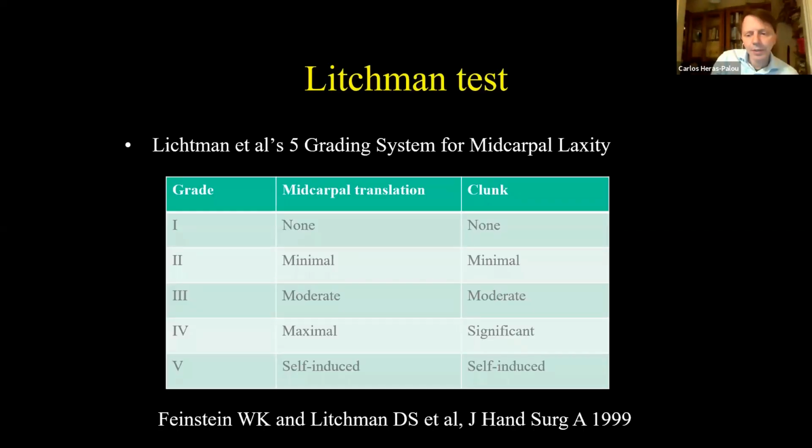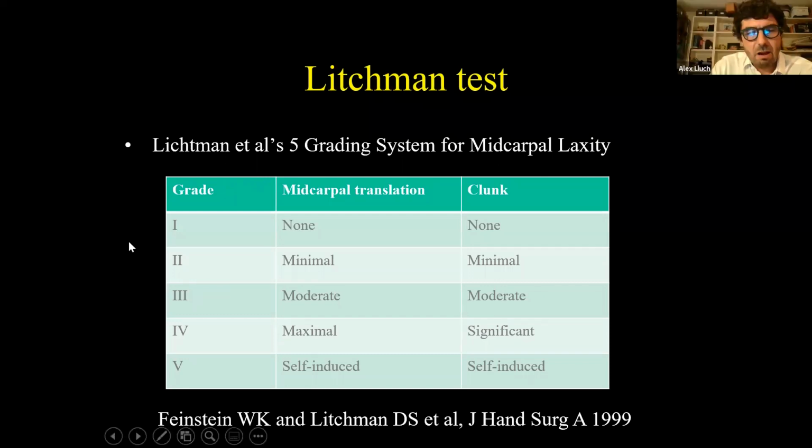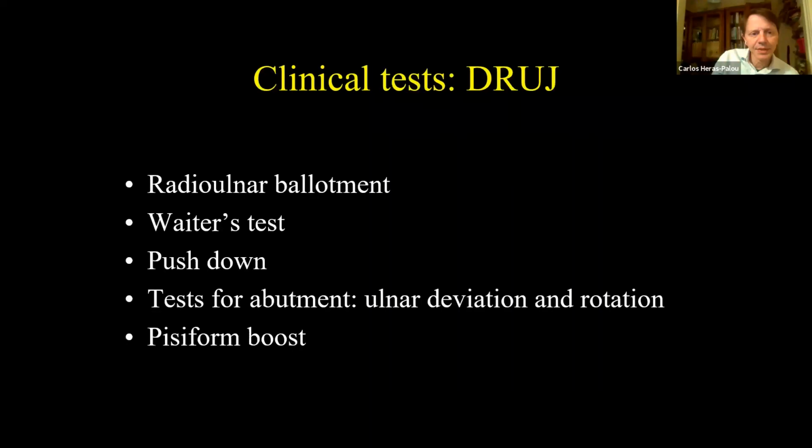That corrects it. We're going to move on and talk a little bit about tests for the DRUJ problems, and that's the whole chapter in itself, actually. So radial ballotment is when you move the radius relative to the ulna. A weighted test is based on the observation that if you load in full extension and you rotate, that's very painful.